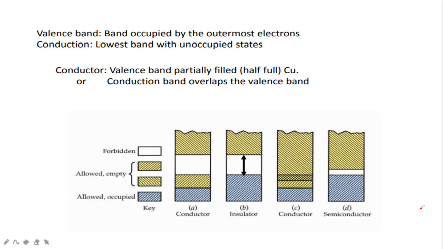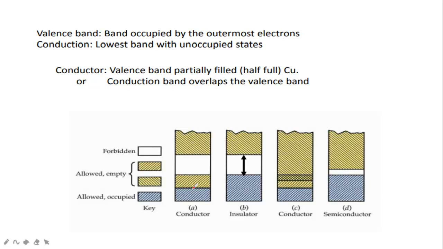What is valence band? Valence band is a band occupied by the outermost electrons. What is conduction band? Conduction band is lowest band with unoccupied states. And what is a conductor? Valence band partially filled like copper, or conduction band overlaps the valence band. Now you guys know all these things.